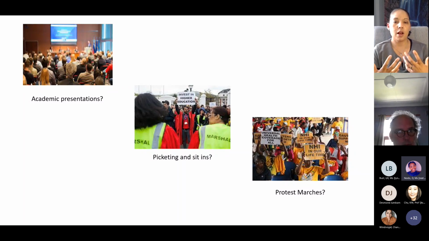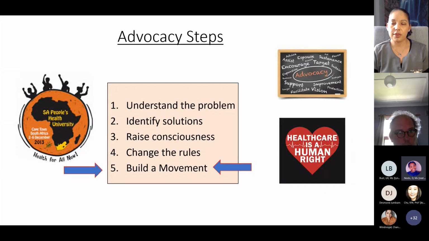And then there are the other forms of advocacy that come to mind when we think about mass mobilization, such as pickets and sit-ins and protest marches. And when we're thinking about how to change something, how to make the reality of today different to what it was yesterday or what we would like to see tomorrow, I think you have to be systematic about advocacy. And even though this is a circle, thinking about which part of this process you're contributing to is important. So we need to understand the problem, and that's where our researchers come in.